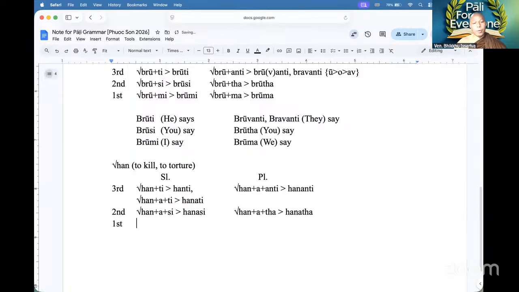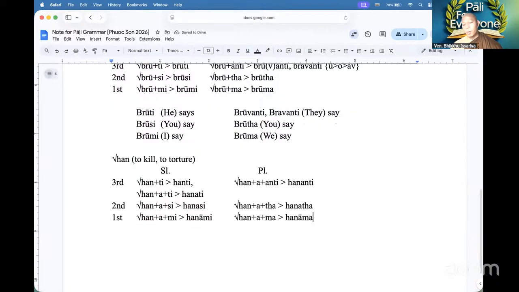And for the first person singular, root hana and then mi. Actually, it should be hana me, but we already introduced that before, the me became mi, that is right. So hanami. So the root hana and the sign ma, but it becomes hanama in this way. So now this verb all together.